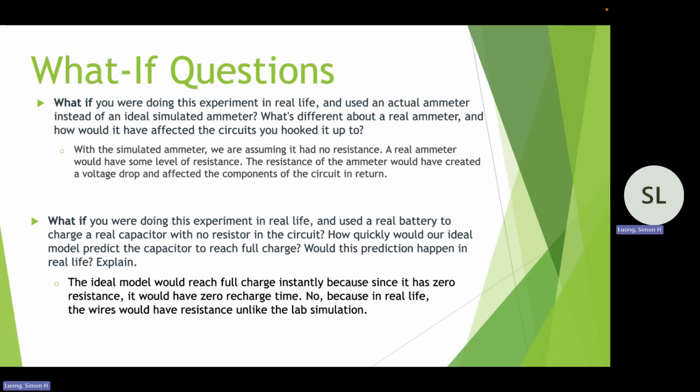What if questions? What if you're doing the experiment in real life? With the simulated ammeter, we're assuming it has no resistance. A real ammeter would have some level of resistance. The resistance of the ammeter would have created a voltage drop and affected the components of the circuit in return. If you were doing this experiment in real life and used a battery to charge a real capacitor with no resistance circuit, the ideal model would charge instantly because it has zero resistance, so zero charge time. And then no, because in real life, the wires would have resistance, unlike the lab simulation. Thank you.